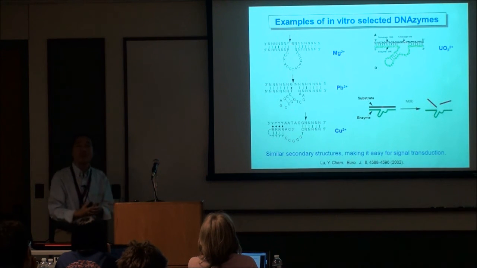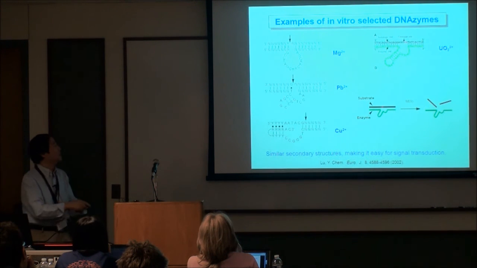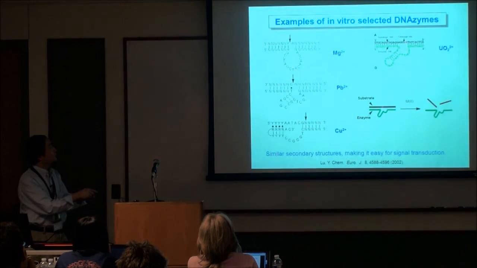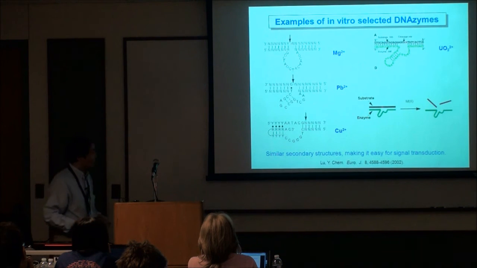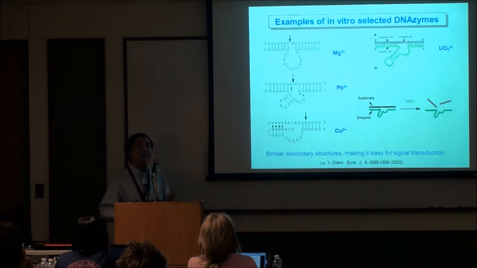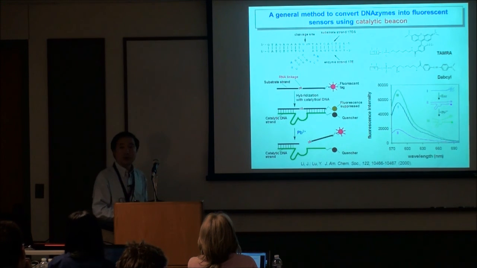Why? Because we use the same kind of techniques. Start with the same DNA library. The only difference is the different sequences in here. These sequences give you selectivity for magnesium. This one gives selectivity for lead, and so on and so forth. And the nice thing is, they all have a similar secondary structure. Then they all have different melting temperatures.